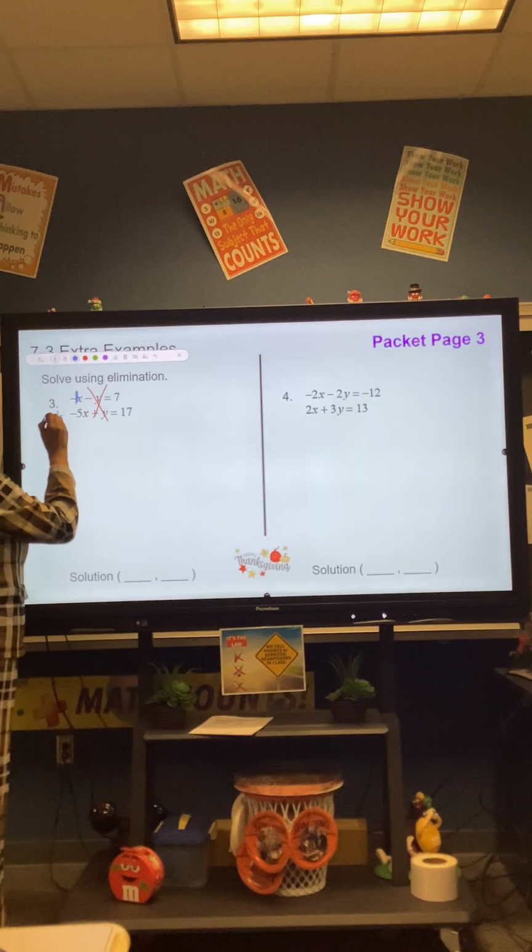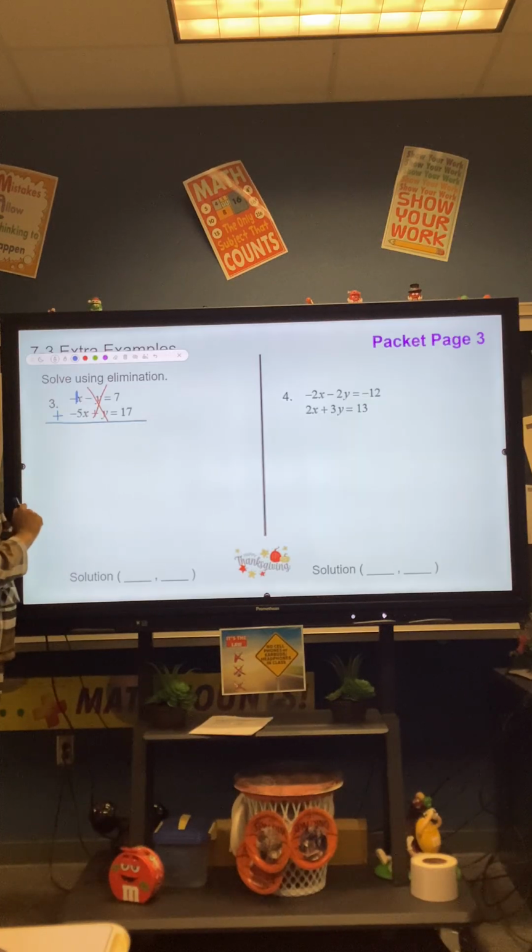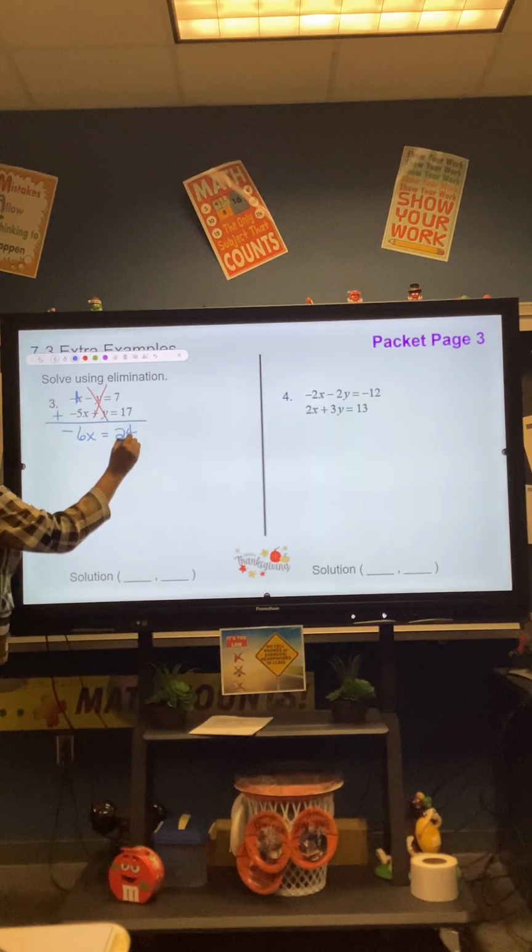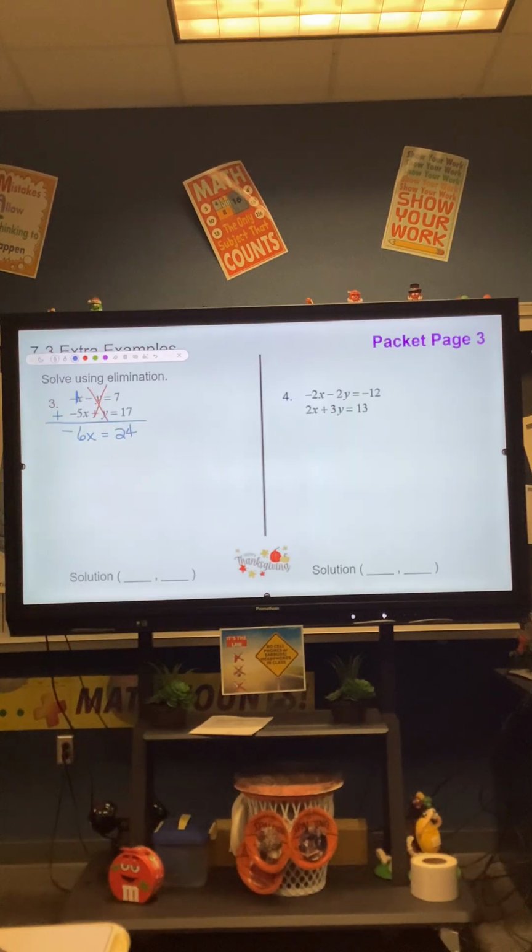We're going to add this together. A negative 1x and a minus 5x should give us a negative 6x. Positive 7 plus 17 should give us a sum of 24. Divide both sides by negative 6.